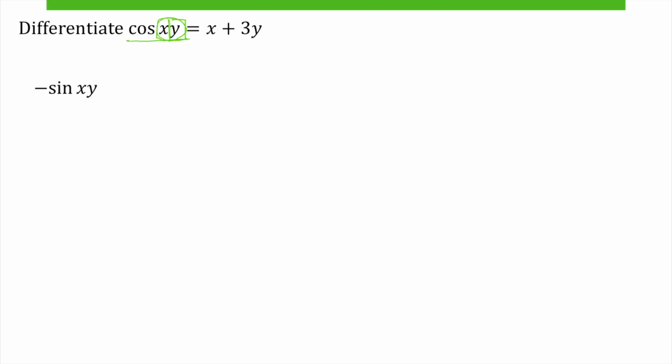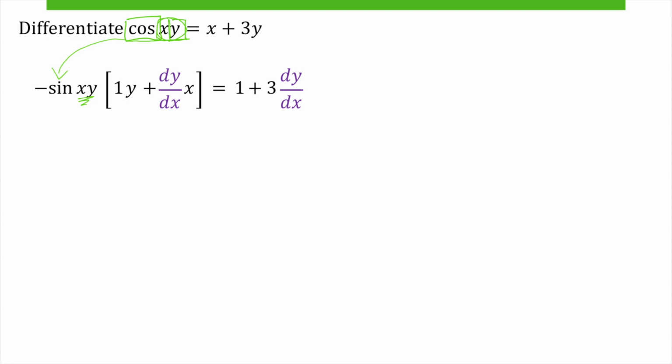So first, the chain rule. Cosine is the outside function. So the derivative of cosine is negative sine. Keep the inside the same. And now we'll take the derivative of the inside using the product rule. Derivative of the first times the second plus derivative of the second times the first. That's the left side. And that equals, okay, derivative of x is 1. Derivative of 3y is 3 dy/dx. So that's the end of the calculus part.